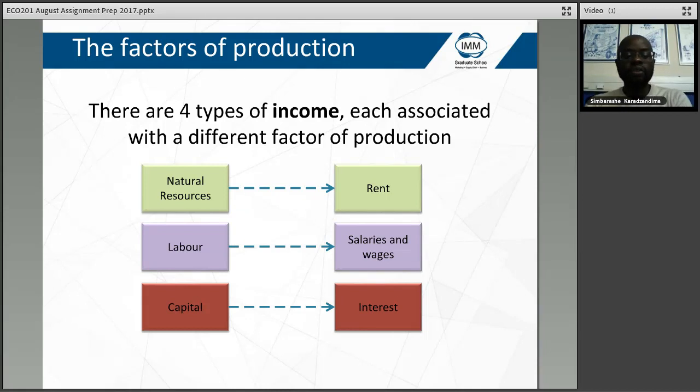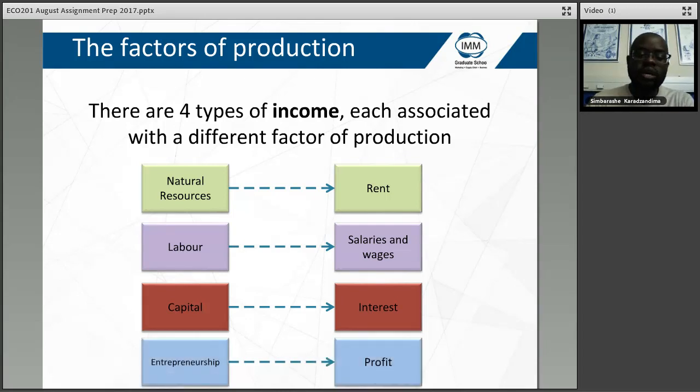When you look at capital, it is also important to take note that in economics, money is not capital. Money is a means of acquiring capital, but by itself, it is not capital, unlike in accounting, where we say capital is money. The remuneration to capital is interest.